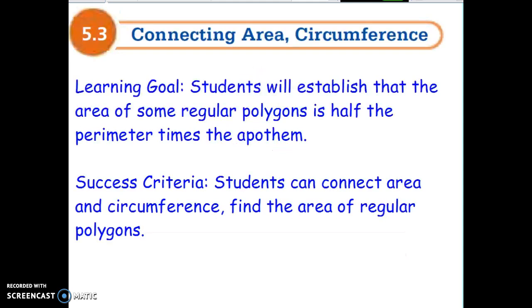So the success criteria today: we want to be able to connect area and circumference. Today we want to be able to find the area of regular polygons.